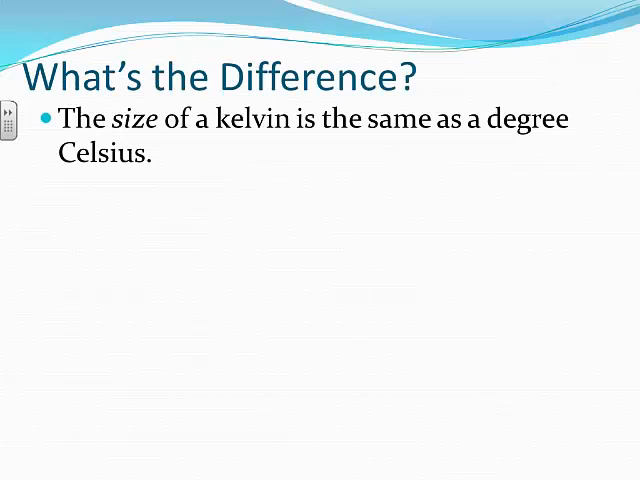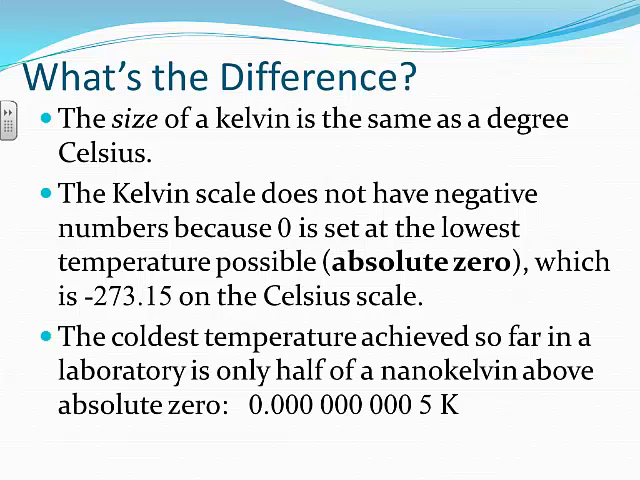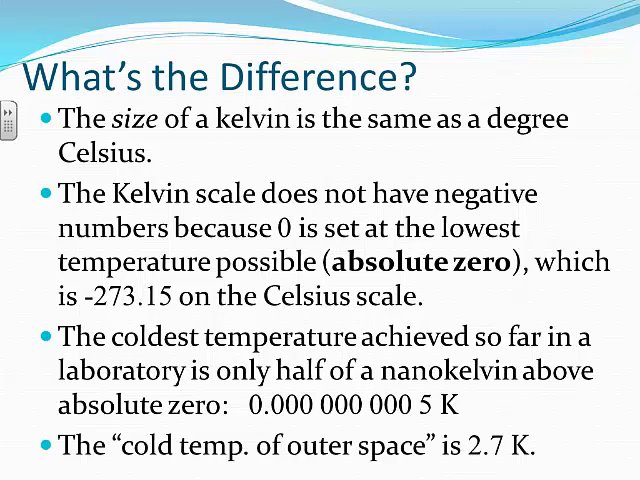Now, what's the difference? The size of a Kelvin is the same as a degree Celsius. That hasn't changed. The Kelvin scale does not have negative numbers because, as I said, 0 is set at the lowest temperature possible, absolute 0. And that is, to more precision than what we were working with in those formulas, about negative 273.15 on the Celsius scale. The coldest temperature achieved so far in a laboratory is only half of a nanokelvin above absolute 0. The cold temperature of outer space is actually 2.7 Kelvin, not 0.